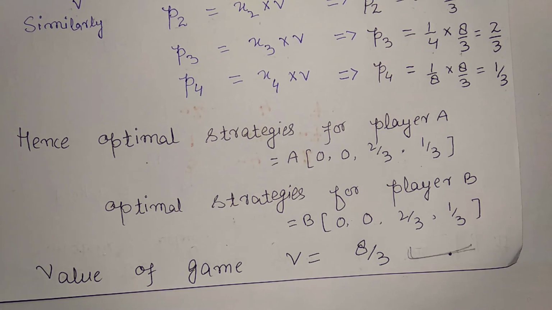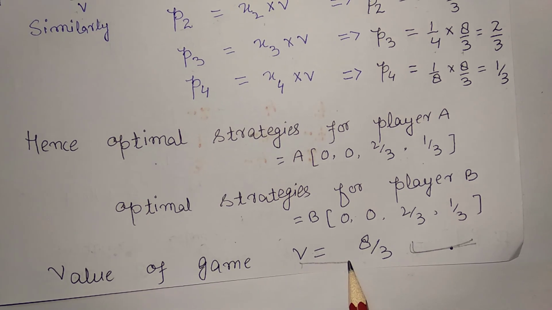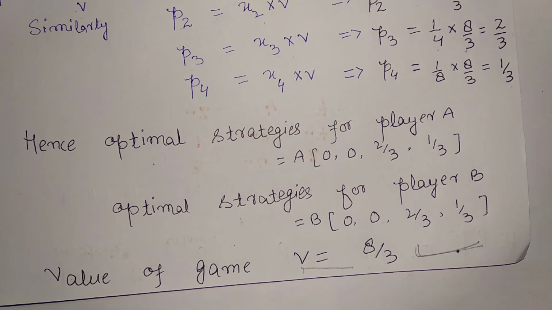There is no need to subtract anything from the value of the game, because I had not added any constant to the payoff matrix. So here there will be no change in the value of the game. So the value of the game is 8 by 3. So this is the required method for solving the game problem.